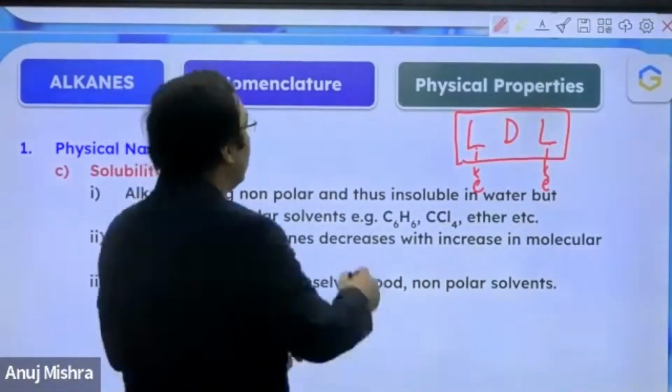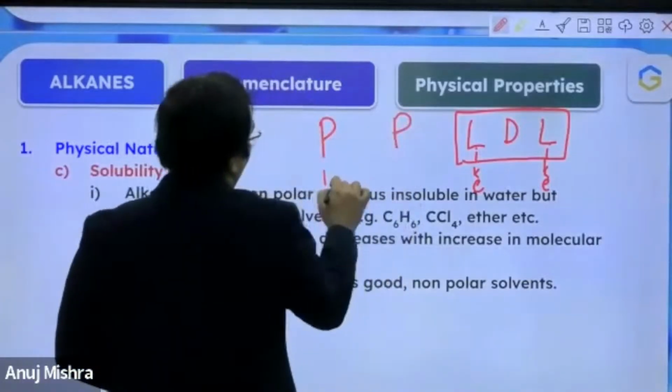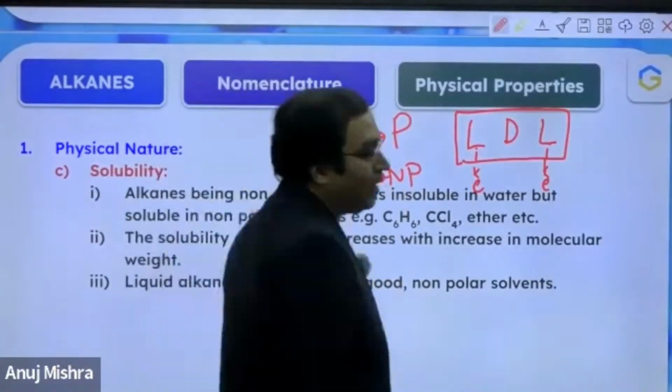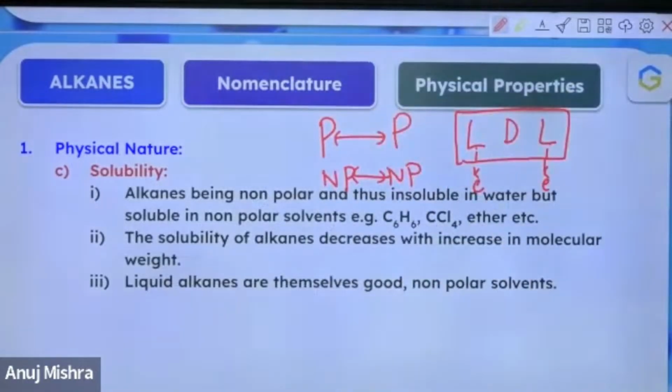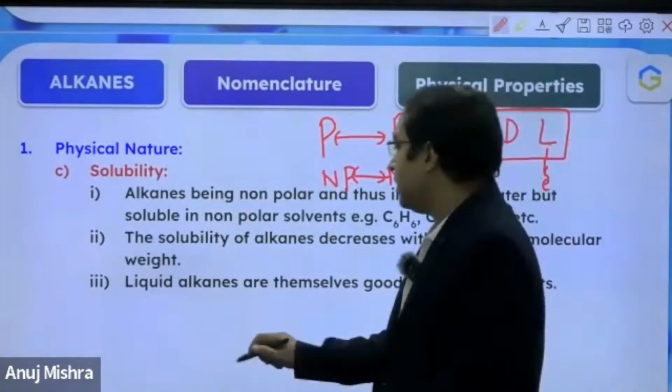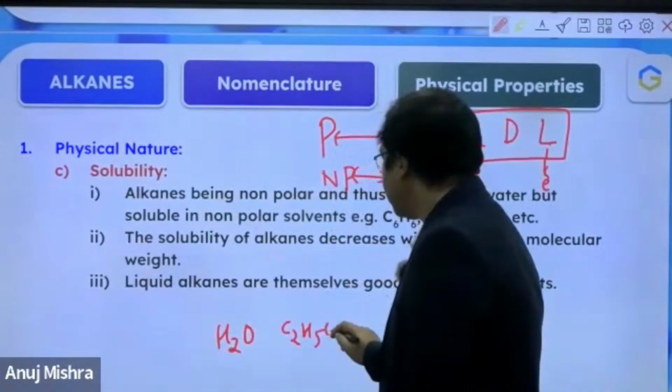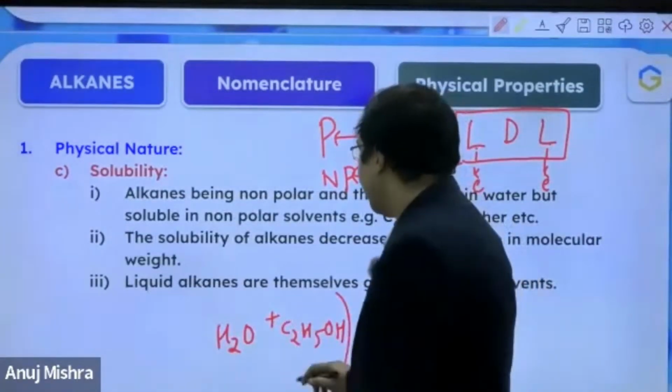Polar dissolves polar. Non-polar dissolves non-polar. This is how we say like dissolves like. So let's say you take something which is polar, it will be more interested in polar molecules to form stable structures. Water and alcohol mix very well.